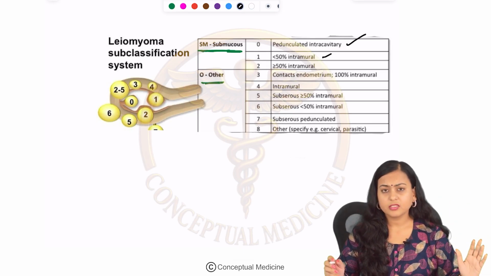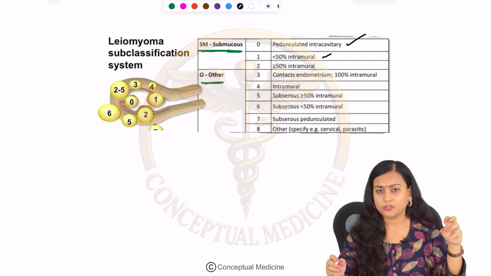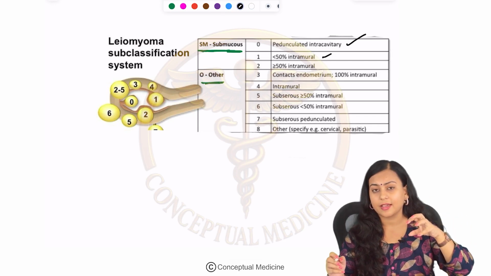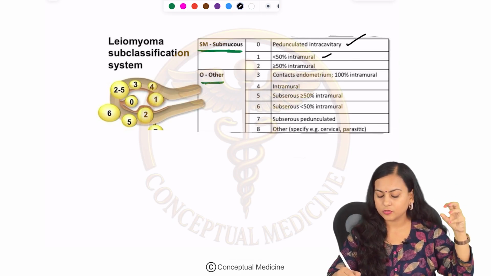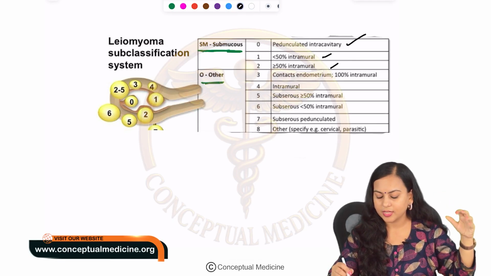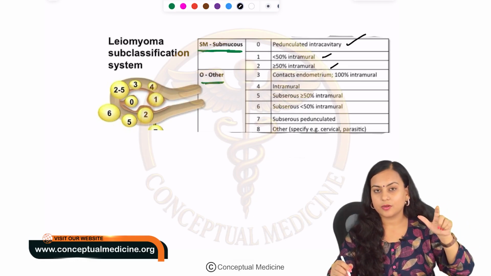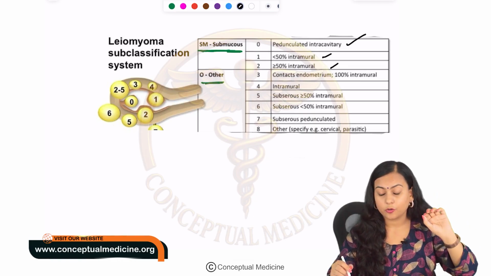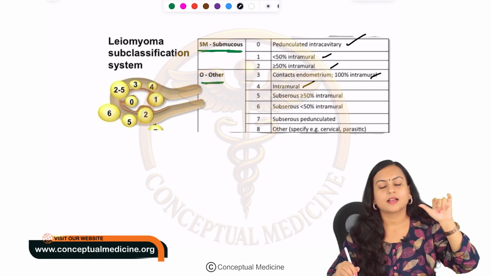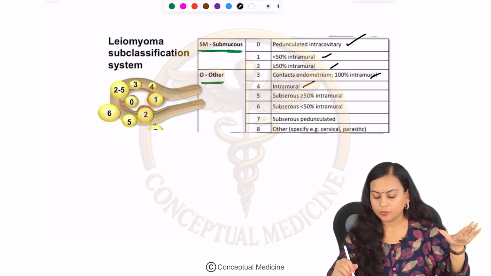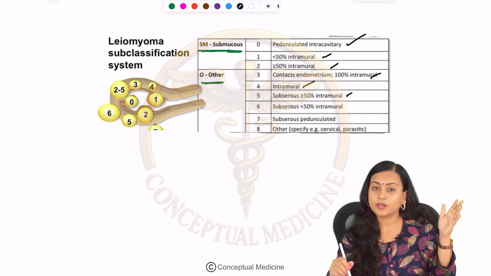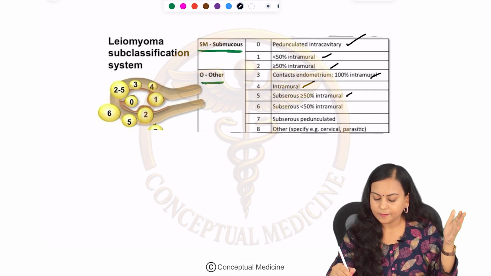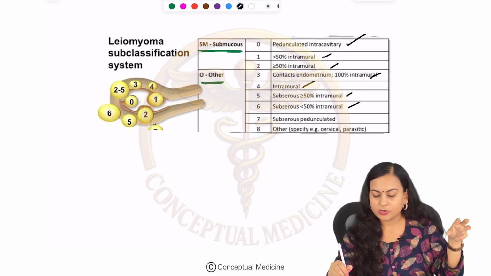Then the first type is less than 50% intramural. Most of them are inside the cavity, so it becomes less than 50% intramural. Then it goes more intramural, so it becomes more than 50% intramural. Then the next type is completely intramural, but it is also touching the endometrium, right? Then it becomes a complete intramural, with no contact with the endometrium. Then it moves slowly towards the subserous side, but more than 50% is going to stay intramural only. Then it becomes a subserous one, but with less than 50% intramural.